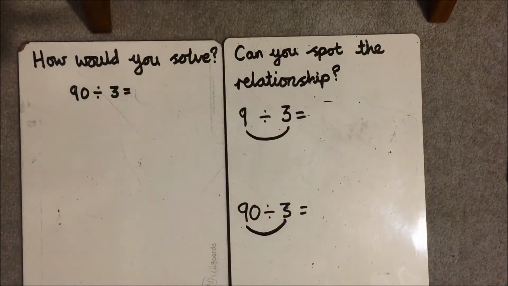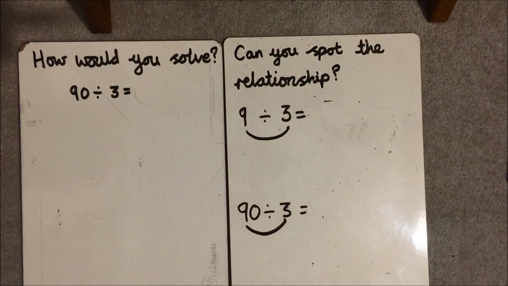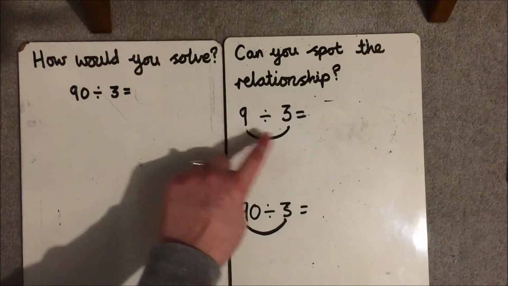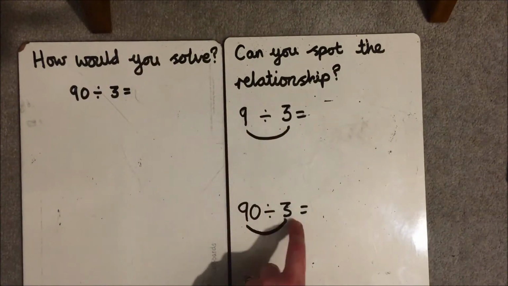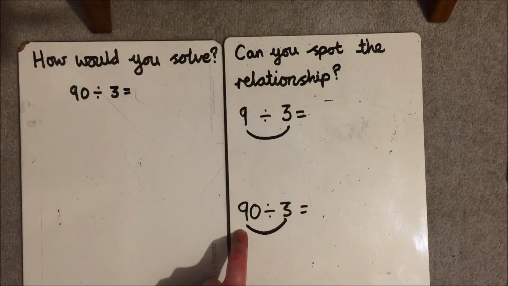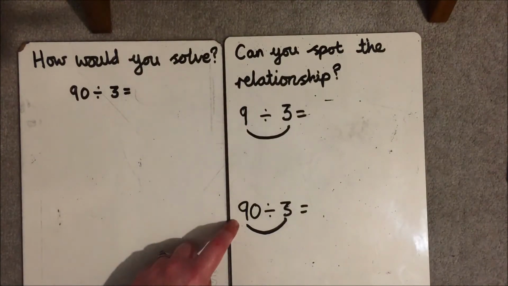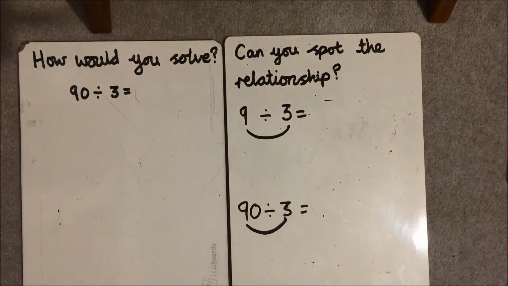How are they different though? Is this one exactly the same as this one? Thumbs up yes, thumbs up no. No, why not? This one's 9 ones divided by 3. This is also dividing by 3 ones. But what are we doing? We're sharing 9 tens. Here we're sharing 9 ones. Here we're sharing 9 tens. Let's see how they look similar though.